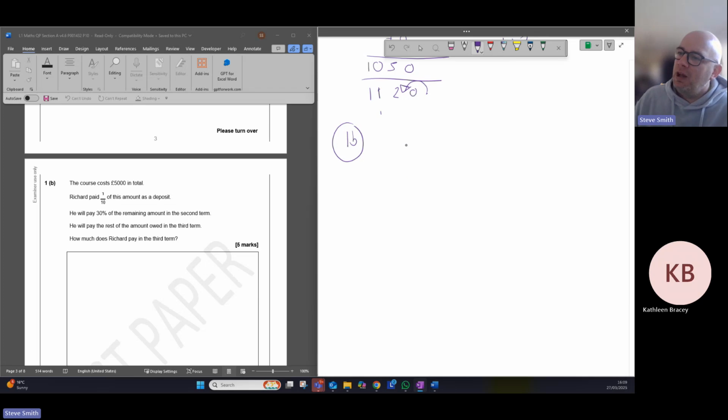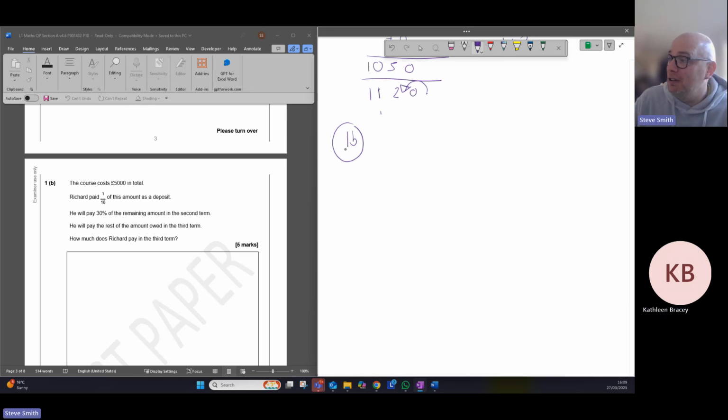So the course costs £5,000 in total. Richard pays a deposit of a tenth of this amount. He will pay 30% of the remaining amount in the second term, and he'll pay the rest of the amount owed in the third term. How much does Richard pay in the third term? I've seen this question before.